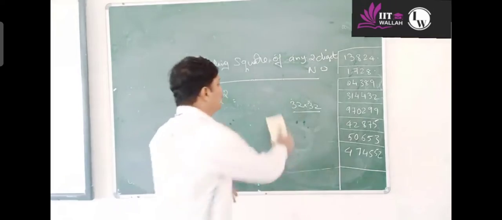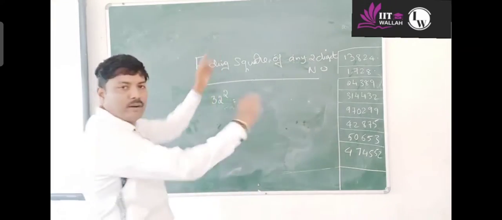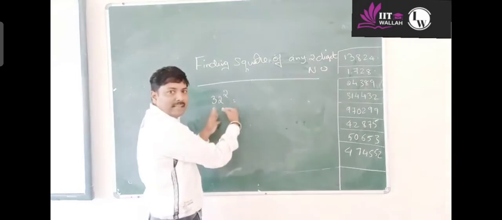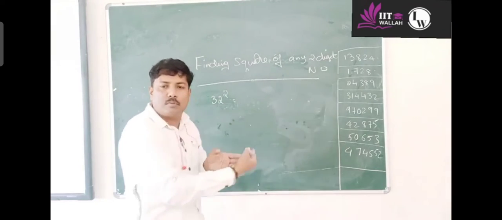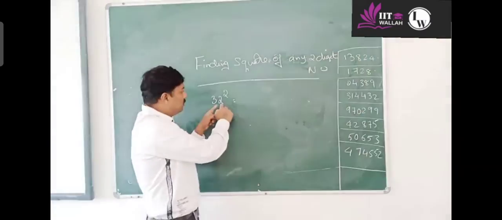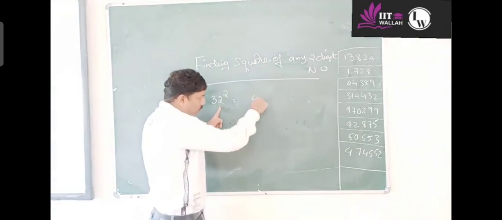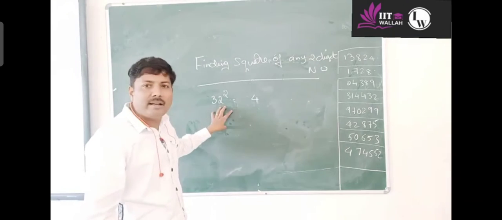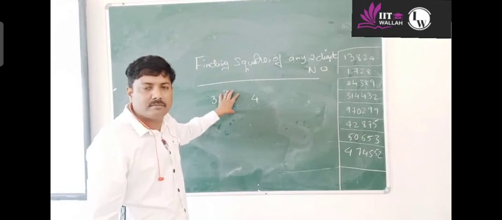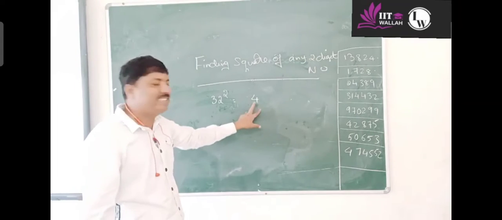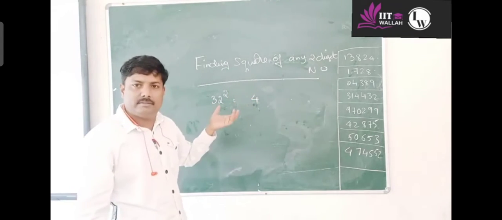Understood? So listen carefully. We are observing this number from the right end. In Vedic maths, most of the tricks start with the right end. Okay? So 2 square is 4. This is the first step. What is the first step? You square the ones place digit. And you write only 1 digit here. If it is 2 digits, 1 will be carried.